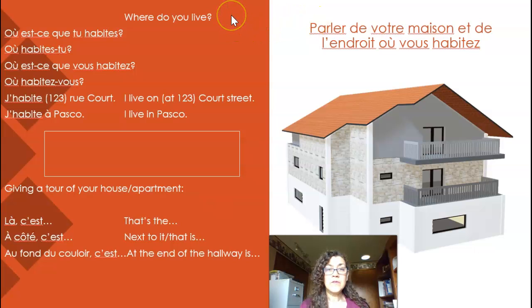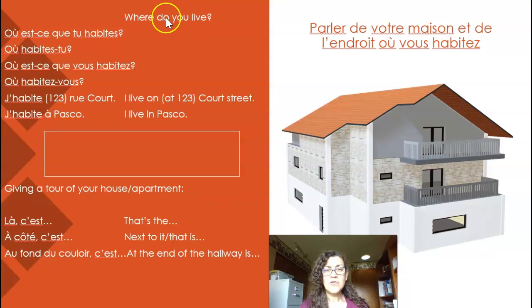So first of all, you want to be able to ask someone else, where do you live? Okay, or someone may ask you, where do you live? So we have some options here. If you're talking to a friend or someone you know pretty well, someone your own age, someone younger than you, you're going to tutoyer them. So that means you're going to use tu with them. So you might say, où est-ce que tu habites? So, where do you live?